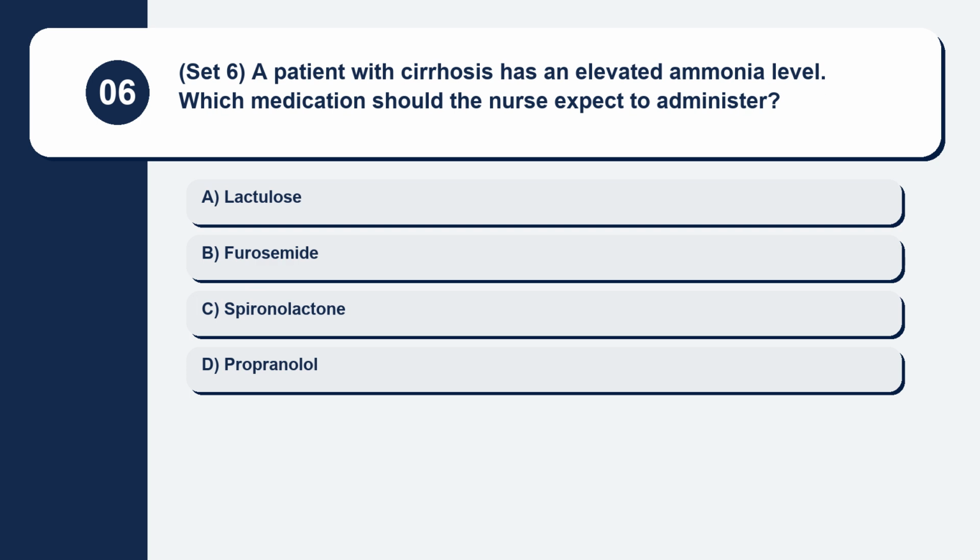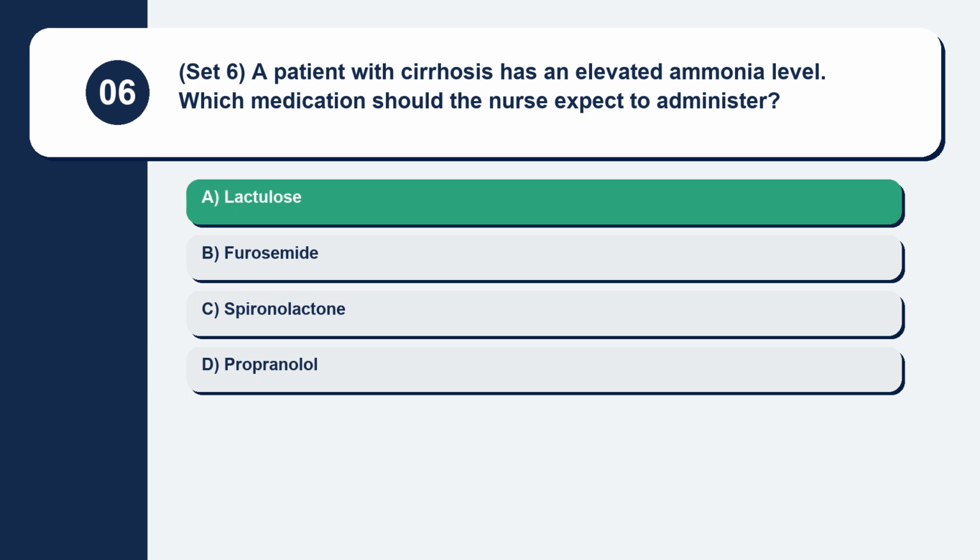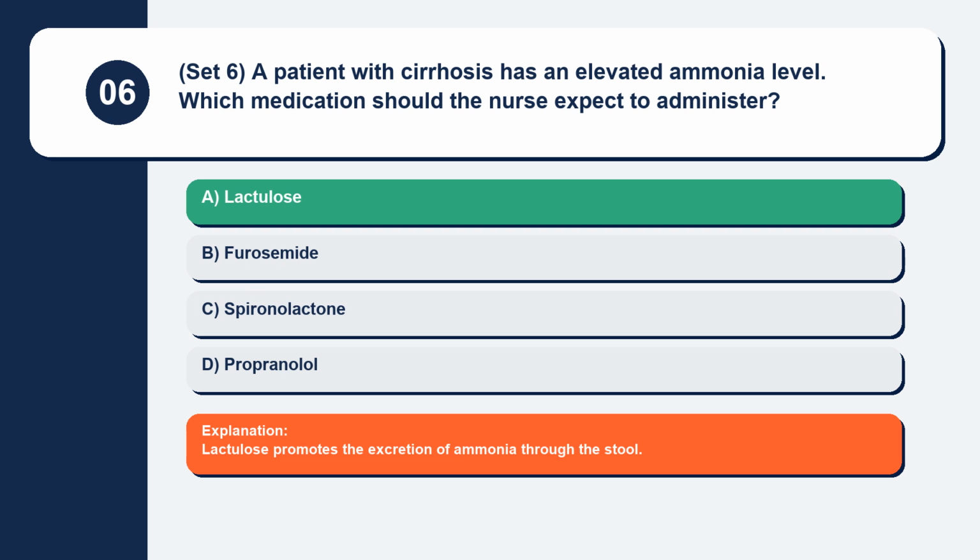Question 6, Set 6. A patient with cirrhosis has an elevated ammonia level. Which medication should the nurse expect to administer? Lactulose, furosemide, spironolactone, propranolol. Lactulose promotes the excretion of ammonia through the stool.